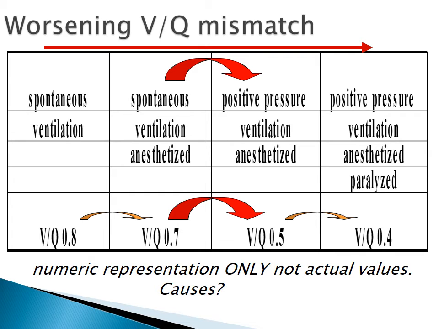Understand, positive pressure ventilation on an anesthetized paralyzed patient, 0.4. That's half of normal. That's the worst circumstances. How many times do we do this to patients? Every time we put a tube into somebody, we do this to them. So we cause atelectasis. We cause VQ mismatching. We intervene and create problems, so know how to fix it. You guys are learning how to fix it now.